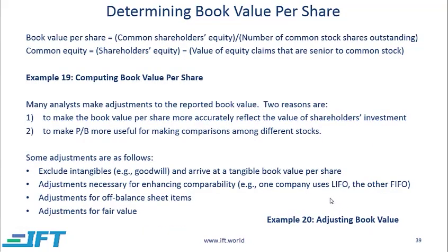How do you determine book value per share? It's fairly straightforward. You have to first come up with the common shareholder equity and then divide by the number of common shares outstanding, because the price is on a per share basis, so the book value also has to be on a per share basis. How do you come up with shareholder equity or common equity? You come up with shareholder equity and then also subtract any equity claims that are senior to common stock. So for example, preferred shares, any of those claims also need to be subtracted. So you are purely dealing with common equity.